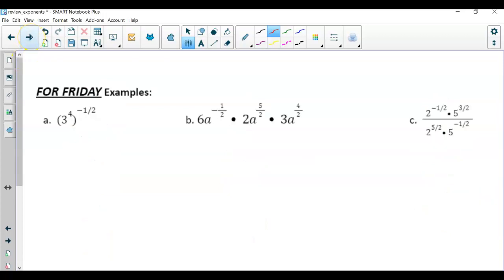Now, these are the examples that we're going to be getting to on Friday. So I would say don't look at these just yet. Pause here, and then come back to this later on.